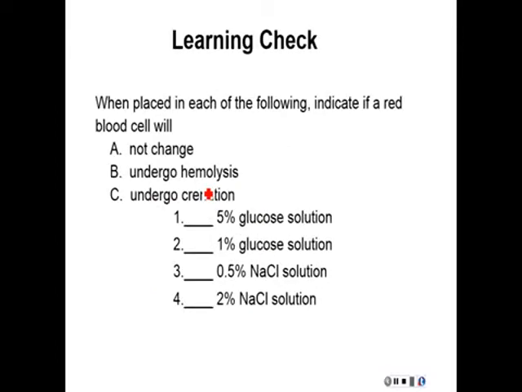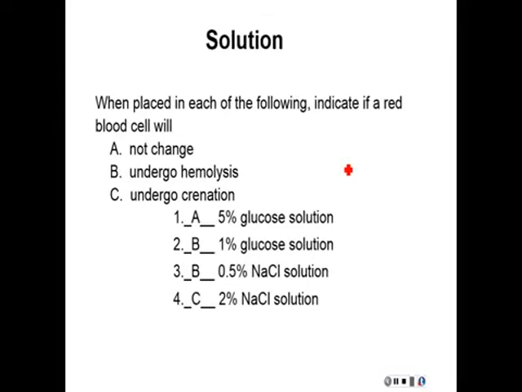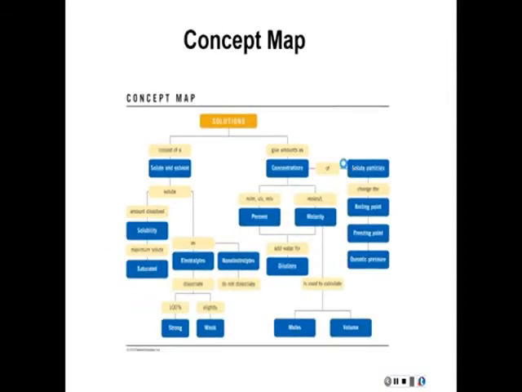Okay. When placed in each of the following, indicate whether a red blood cell will not change, undergo hemolysis, or undergo crenation. Again, you're comparing to those standard concentration amounts in the blood. The answer for number 1 is A: 5% is what we want, so nothing's going to happen. For B, 1% is obviously less, so we're going to get hemolysis. Cells are going to blow up and burst. And for C it would be crenation; they're going to shrink.